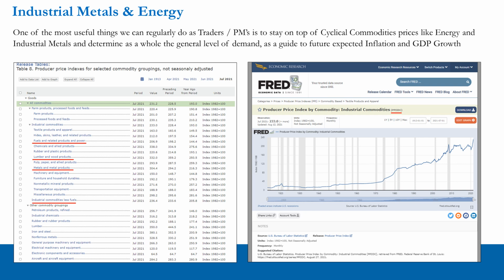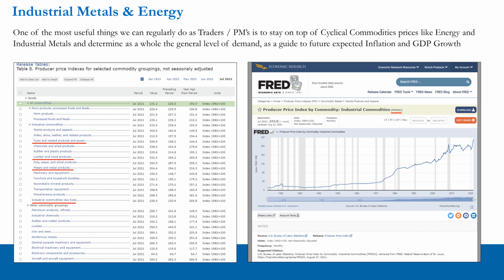And what we can do is, if you look at the major subcategory, which is industrial commodities, we can actually, on the FRED website, click on industrial commodities and get taken to the page on the right-hand side, which is the Producer Price Index by Commodity, Industrial Commodities Index. So this essentially isolates our industrial cyclical commodities as a group, as a whole.